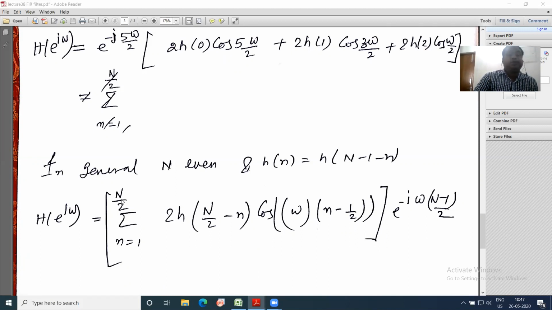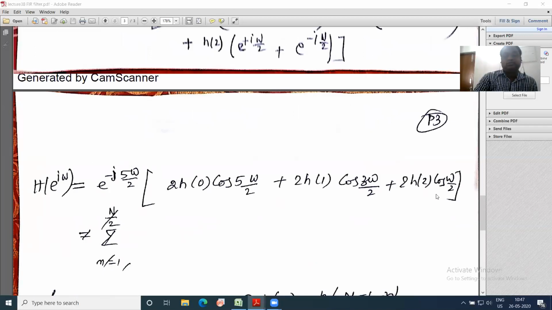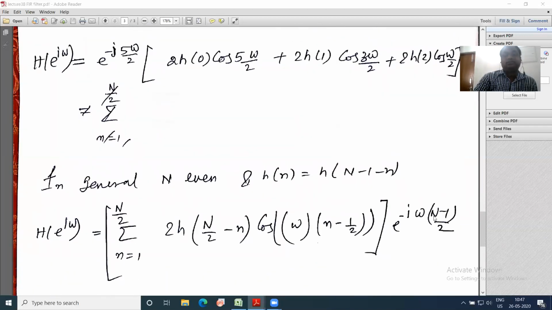Now see, for n equal to 6 we are discussing, so the summation goes up to 3. The first term corresponds to n equal to 1, which means 2, and n by 2 means 3, 3 minus 1 means 2h2. So 2h2 cos omega by 2. And what is the phase? n equal to 6, 6 minus 1 by 2, so this is 5. Now next corresponds to n equal to 2, which corresponds to 2h1.